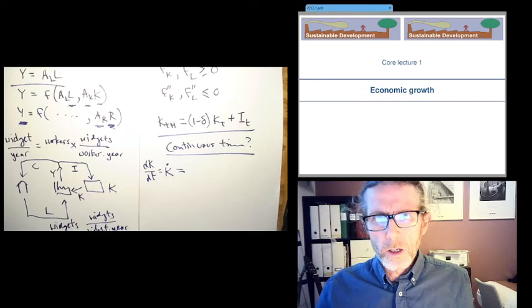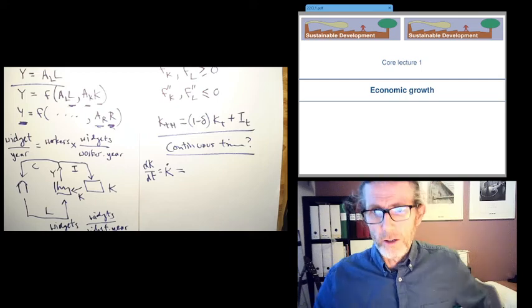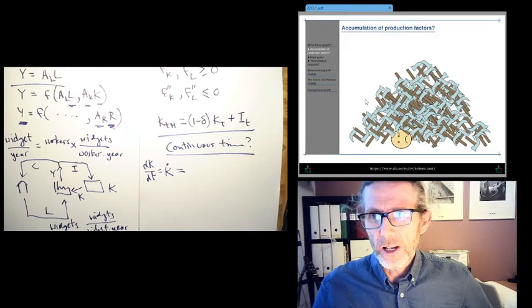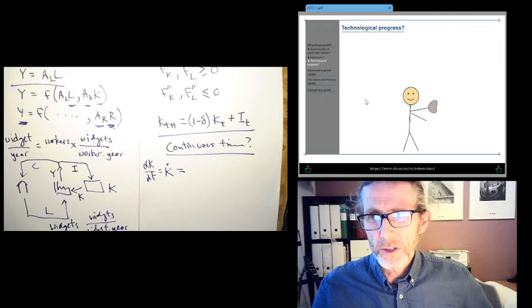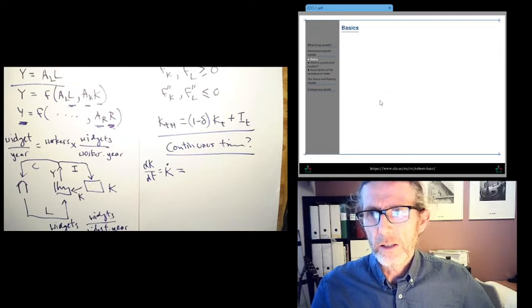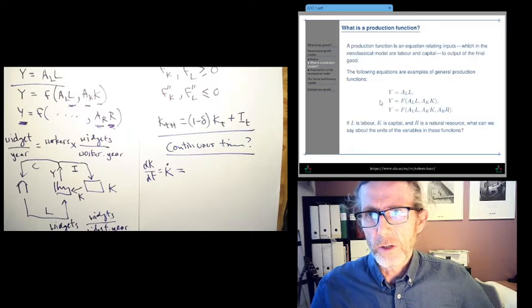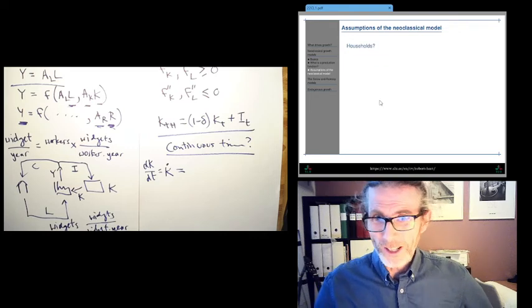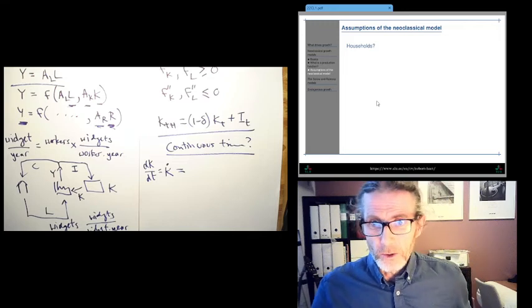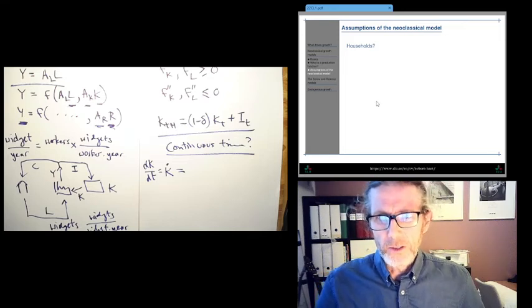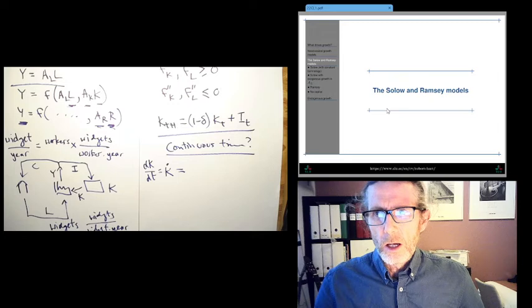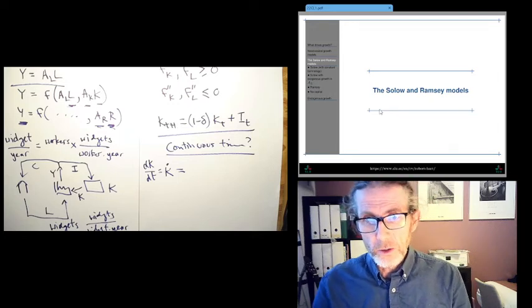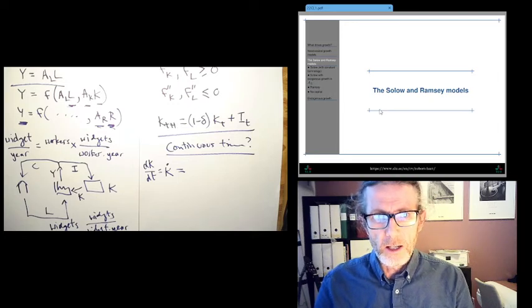Okie doke. Third video on economic growth. So we had the very quick intro, where we said technology is key, and then we had the basics of the neoclassical growth model, what's the production function, the key assumptions. Remember, what is capital in the neoclassical growth model? Super important to understand. Okay, and now we're going to look at these two special cases, the Solow model and the Ramsey model.